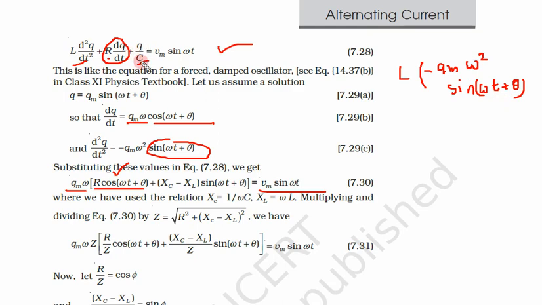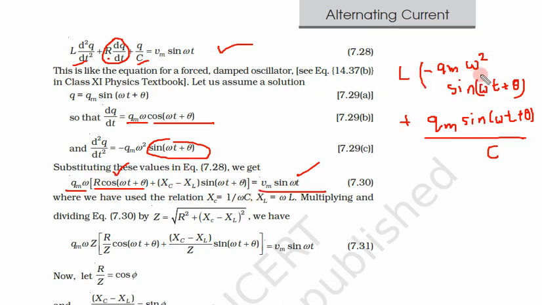Okay, and this remaining term q by c, and the value of q is qm sine omega t plus theta, and here we have c. Now this term is clear. This term is clear. Now we are creating this term.